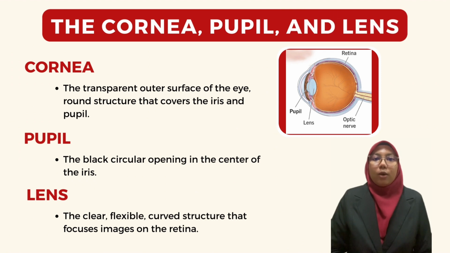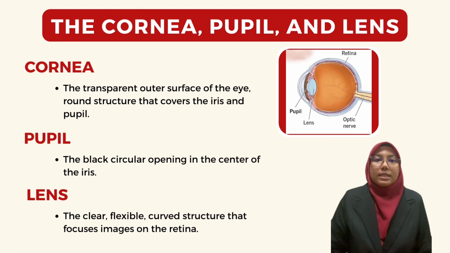Next, we will look at the cornea, pupil, and lens. First and foremost is the cornea, which is the transparent outer surface of the eye that covers the iris and the pupil. It is the primary structure for focusing light rays entering the eye.